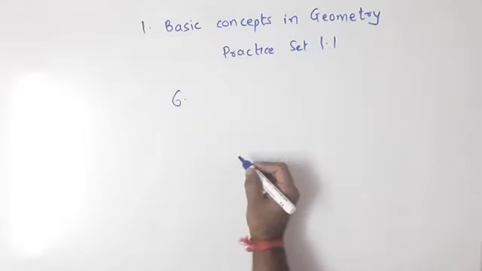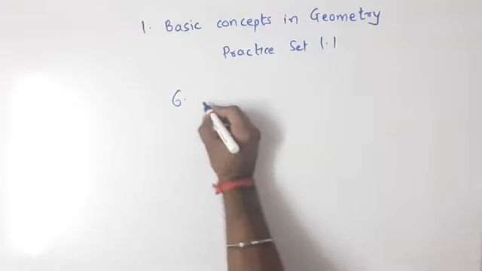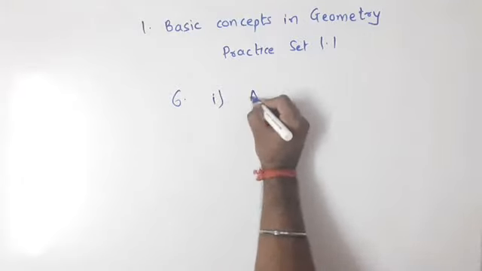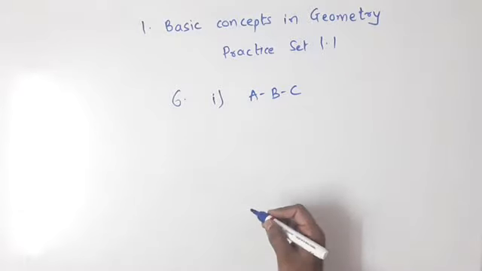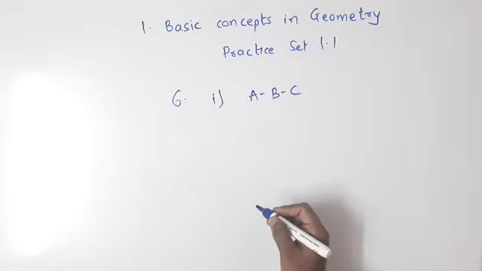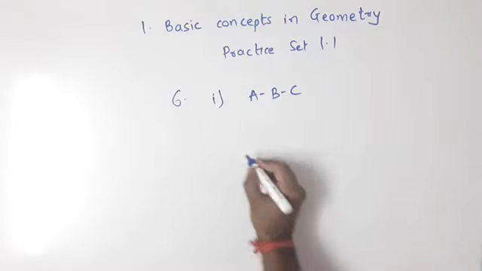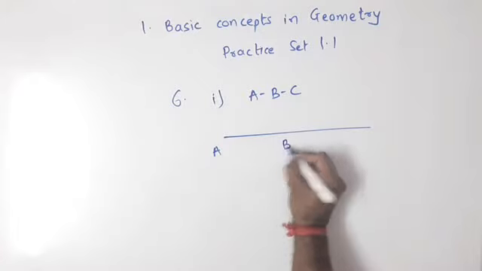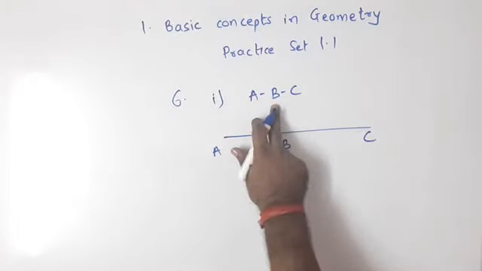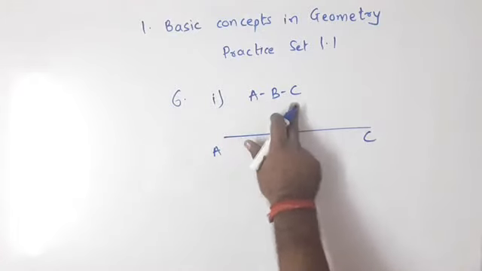You can see the fifth one is similar to the fourth one. So in the sixth one, it is given that A dash B dash C, and length AC equals 11, length BC equals 6.5. So first we'll draw as it is A, B, C. They have already given the betweenness. B is between A and C.